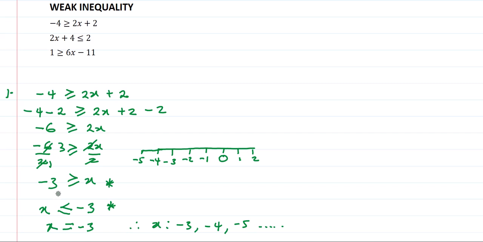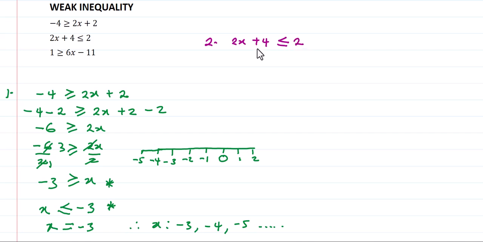Okay, let's say for instance, when you say a 20-year-old person is greater than a 15-year-old person, it simply means that a 15-year-old person is actually less than a 20-year-old person. So there is nothing difficult here. It's just for you to understand it. For the second question, we have that 2x plus 4 is less than or equal to 2.